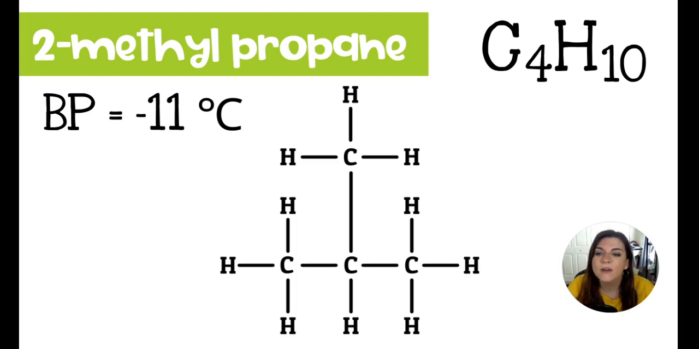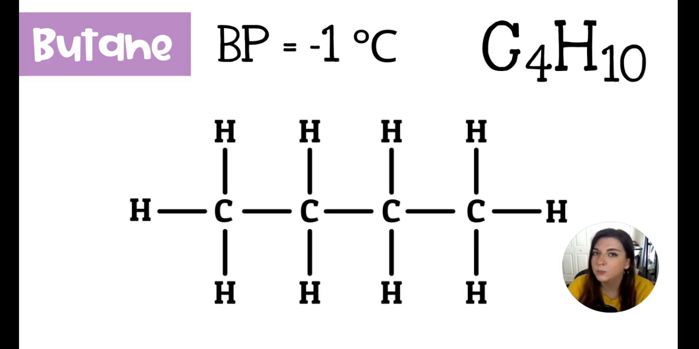And here we have 2-methyl propane. So here our chemical formula is still C4H10. The boiling point is a little bit lower at -11 Celsius. And you could see that this molecule is far more crowded than the straight chain of butane.